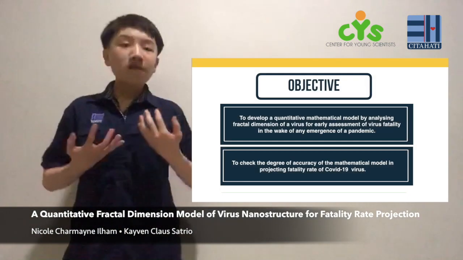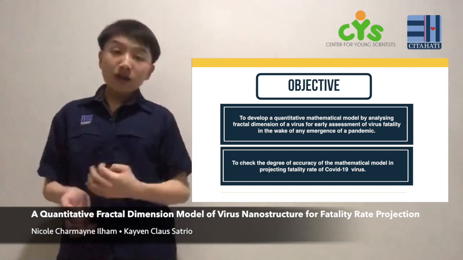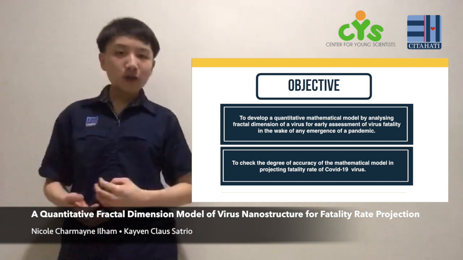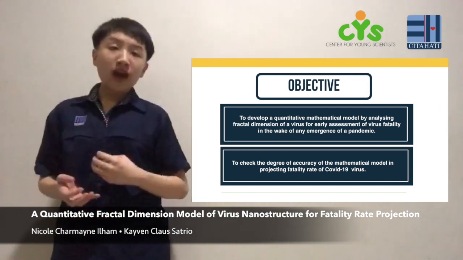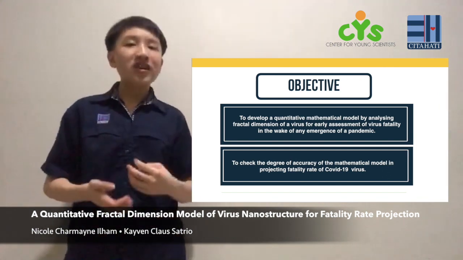The objective of this research is to produce a mathematical model that would project the fatality rate of the virus by analyzing the fractal dimension of the virus nanostructure, and also to check the degree of accuracy of the mathematical model in projecting the fatality rate of COVID-19.